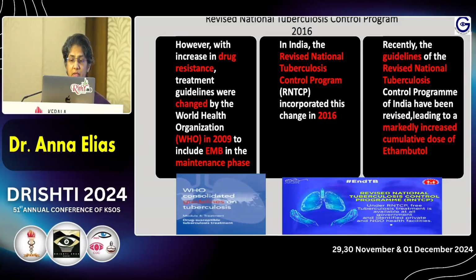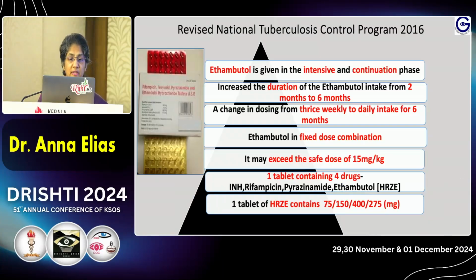And with this revised regimen, there was a marked change in both dose and duration of ethambutol, which led to an increased cumulative dose of ethambutol. So these are the changes in the revised National TB program. Here, ethambutol is given in both intensive and continuation phase, and the duration is increased from 2 months to 6 months, and dosage also from thrice weekly to daily for 6 months. So ethambutol is given as a fixed dose. I will explain. It may exceed the safe dose of 15 milligram per kg.